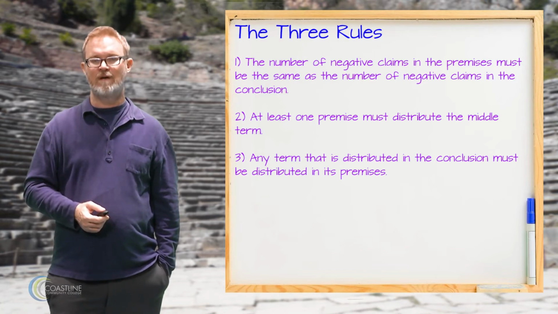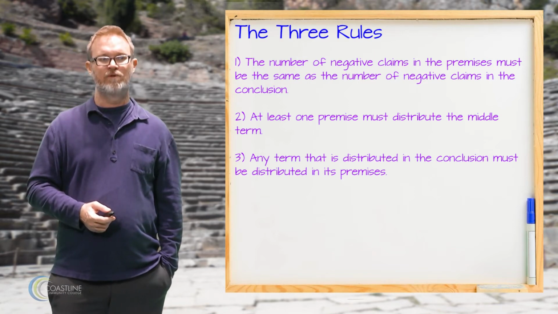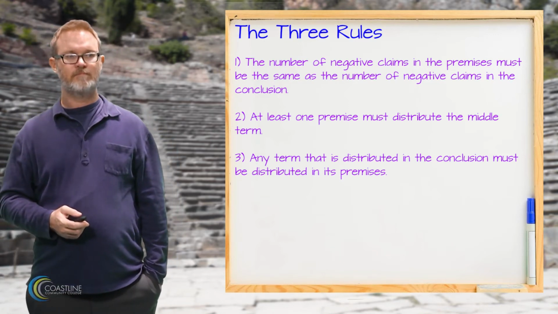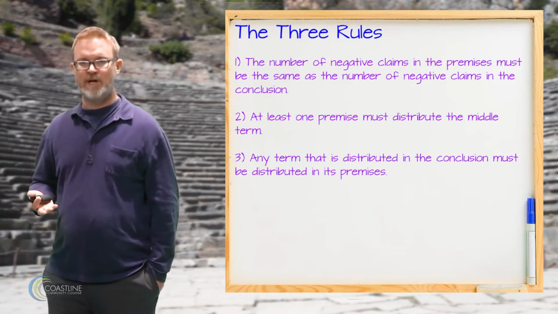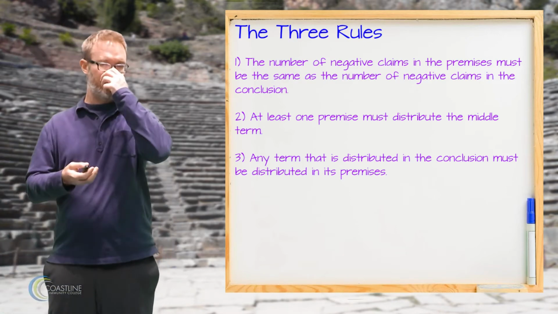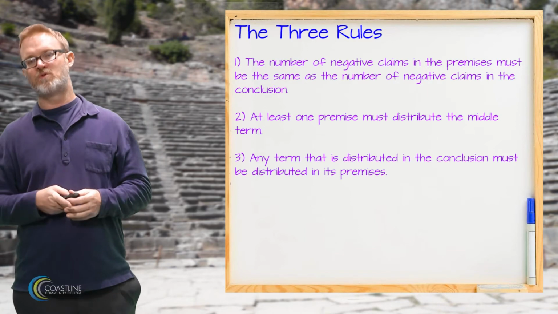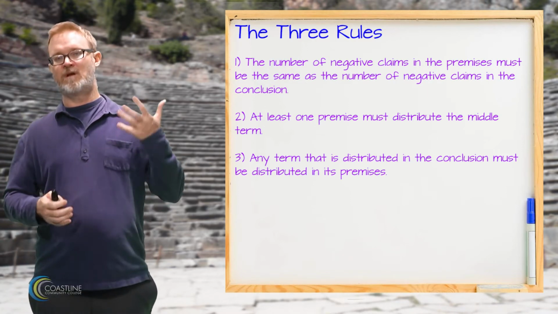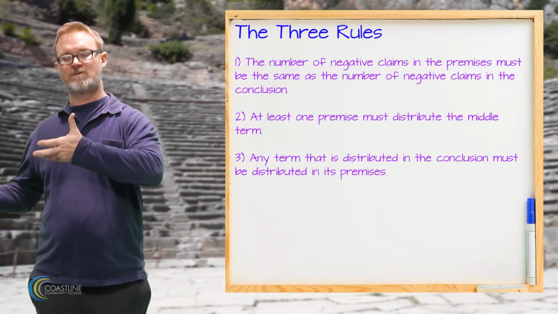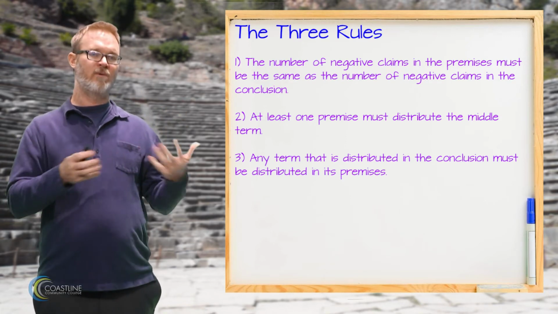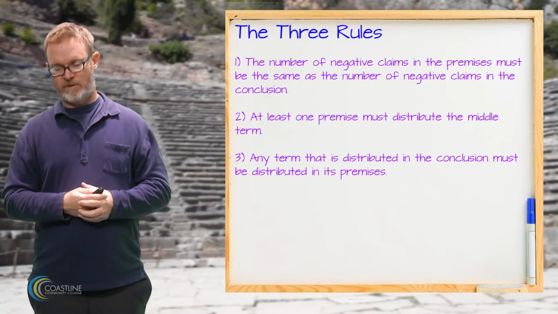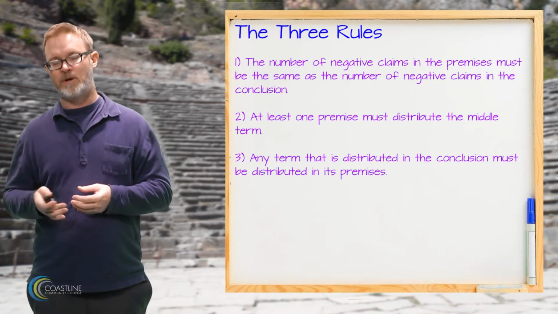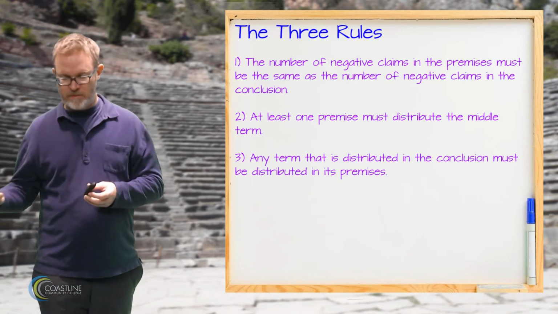And if you think back to the three rules now, we can understand what they say and what they mean. We've learned what distribution is, and since we now know what distribution is, we can apply what we know to understand rules 2 and 3 of the rules method. So again, back to the rules method, the first rule says that the number of negative claims in the premises must match the number of negative claims in the conclusion. Okay, we get that one. We've talked about that one so far, but rule 2 then says that at least one premise must distribute the middle term. So we just talked about distribution.